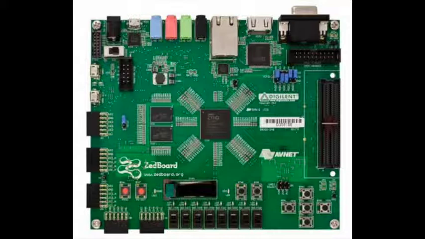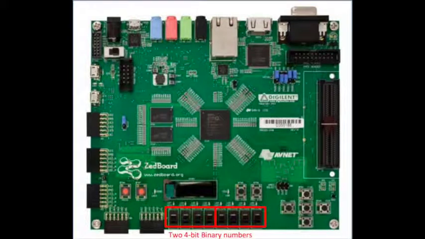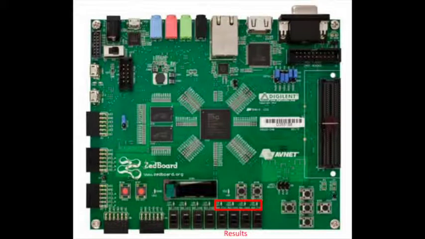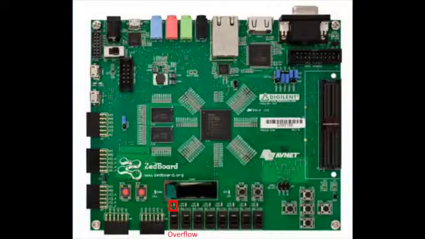For our final project, we decided to make a ZedBoard calculator. This design took two 4-bit binary numbers by using the switches and performed an operation based on the values stored in a counter, controlled by the up button. The result was then displayed through the LEDs, and overflow was indicated by the leftmost LED.